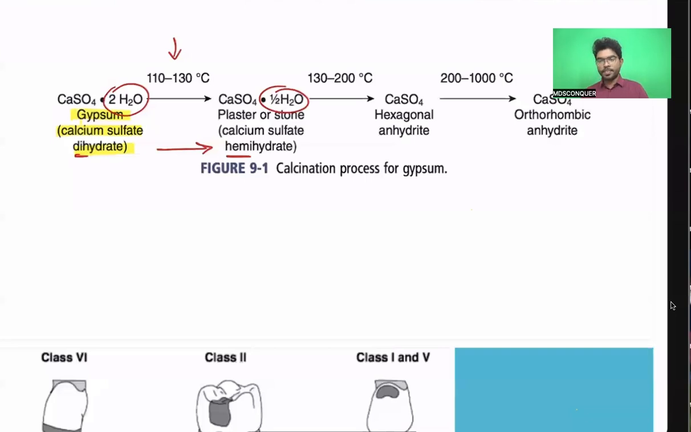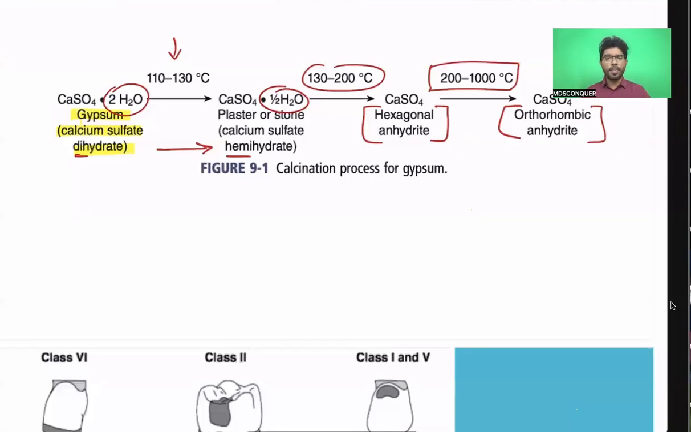degrees to 130 degrees. Followed by when you're overheating it, increasing the temperature from 130 to 200 degrees centigrade, now complete water will be lost, and that leads to formation of hexagonal anhydrite. And whenever you increase the temperature from 200 degrees centigrade to 1000 degrees centigrade, you change the crystalline form, that is orthorhombic anhydrite will be formed. The sequence of events and the sequence of temperature changes are important. What is the sequence of events? First, dihydrate is converted into hemihydrate, converted into hexagonal anhydrite, converted into orthorhombic anhydrite.